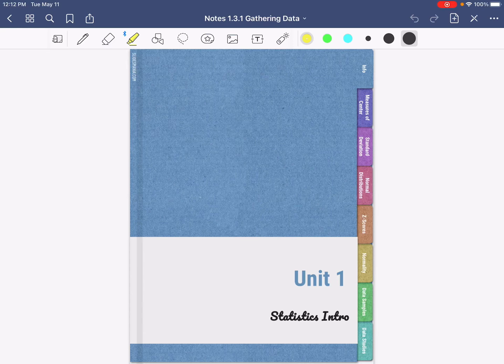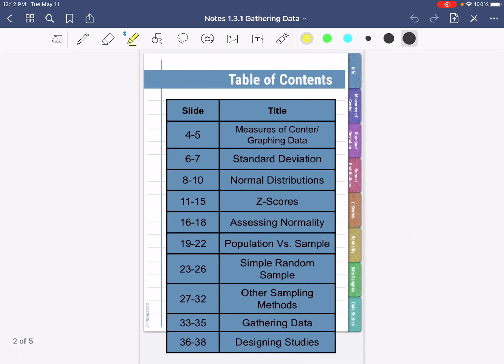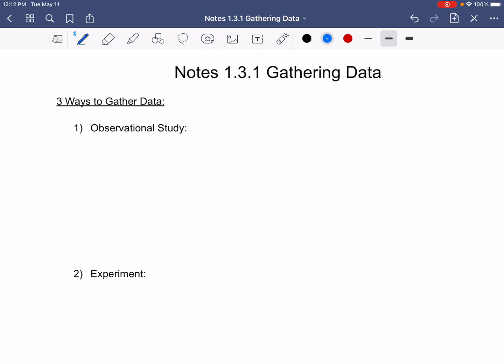Hey guys, these are our notes. We're starting lesson 3 about actually gathering the data, collecting it. So this is going to go in your digital notebook, slide 33 through 35, gathering data. At the top of your paper, you can go ahead and put your title, notes 1.3.1, gathering data.